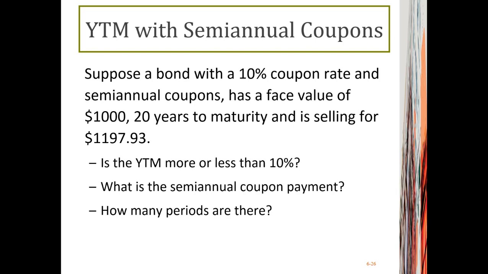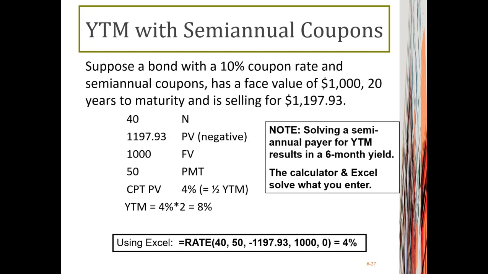Sometimes we need to calculate yield to maturity for semi-annual coupon bonds, and here we simply make some necessary modifications. The first one is to double the time periods, right? And this PV is a negative number. Remember that: 1197.93 should carry a negative sign.